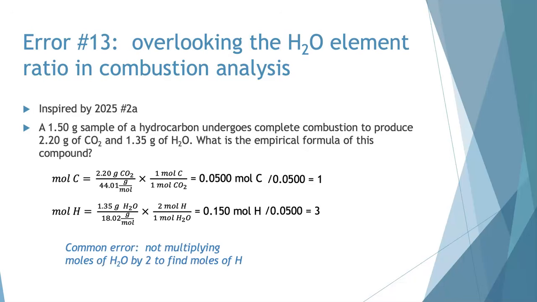But the common error that I see here is students forget to multiply the moles of H2O by 2 to find moles of H. That's the number one mistake they make. The other one is then not dividing by the smallest number of moles. When you do it correctly, you get an empirical formula of CH3.